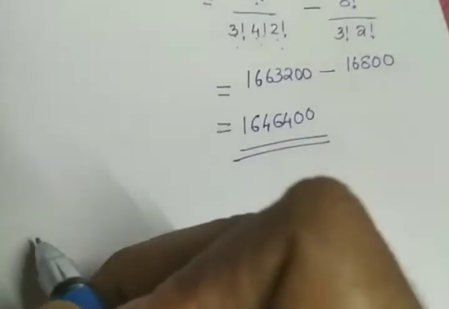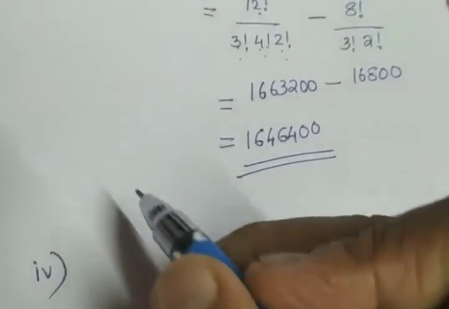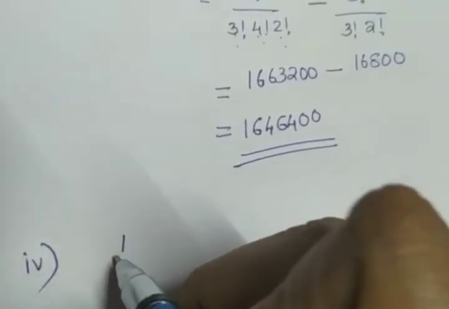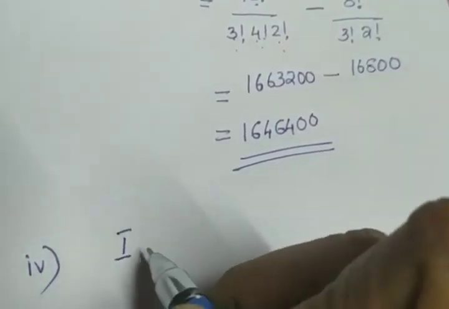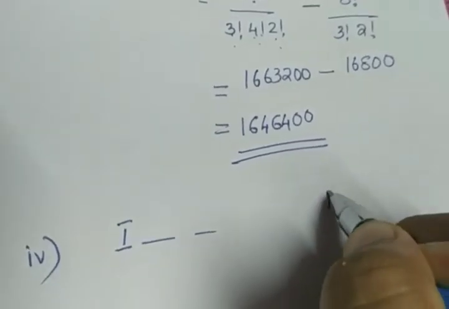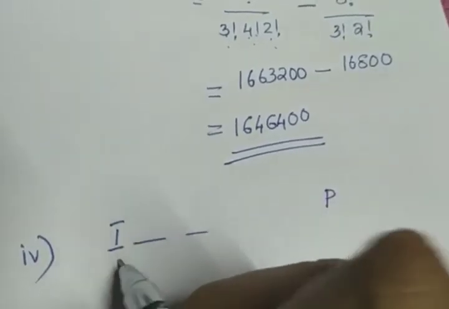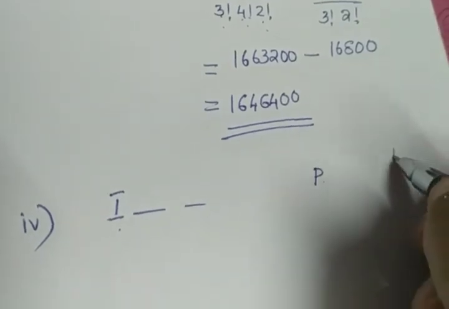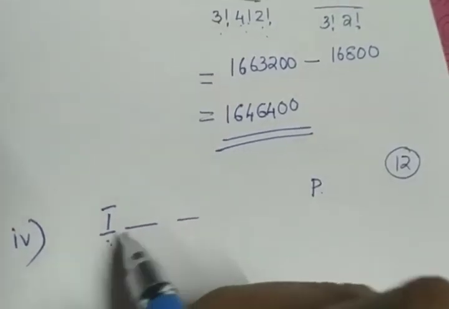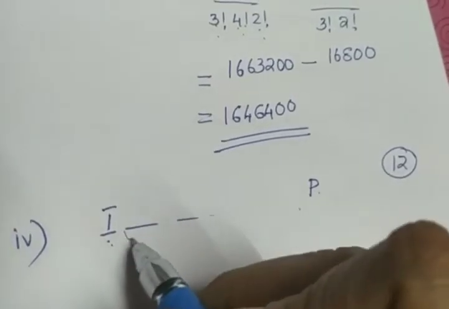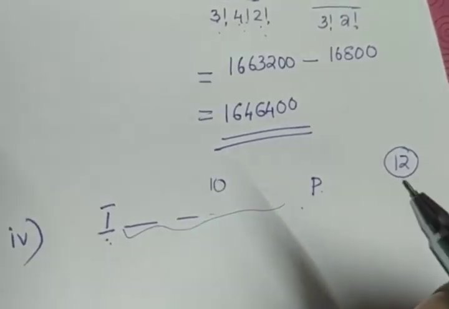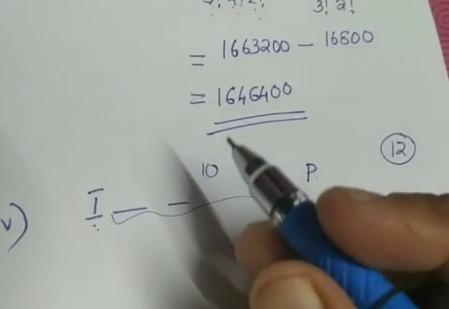Okay. Again, the fourth part is we have to find the number of arrangements in which the word begins with I and ends with a P. The word begins with I and ends with a P. So there are altogether 12 letters. Already these two are fixed. So how many places in between must be filled? 10 places, isn't it?